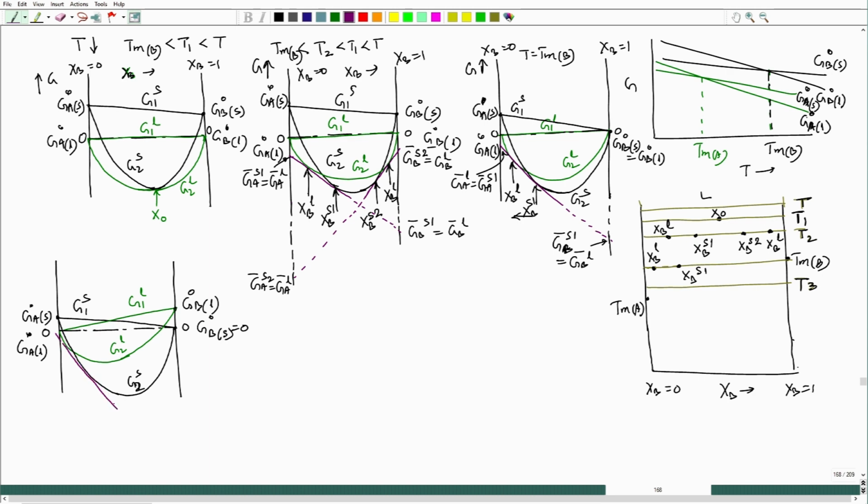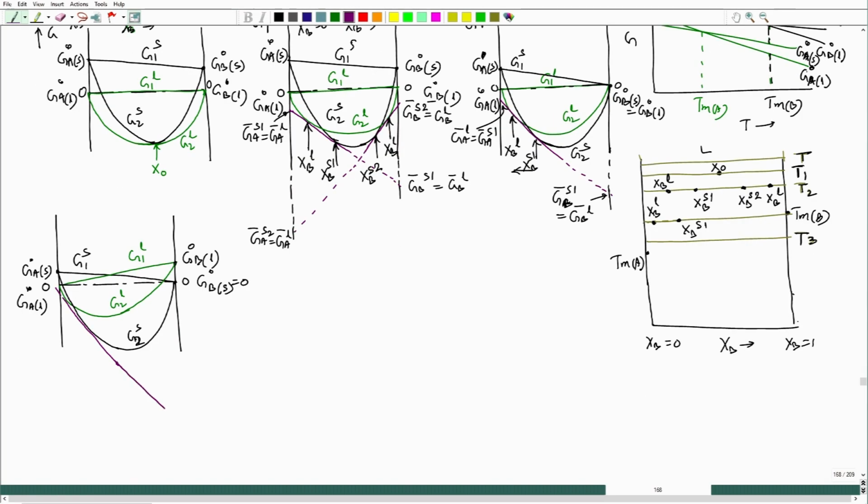This will be my common tangent. If we extend it, it will cut this particular axis here. So this point would be GB bar of solid 1 should be equal to GB bar of liquid. At this location, GA bar of solid 1 equals GA bar of liquid.